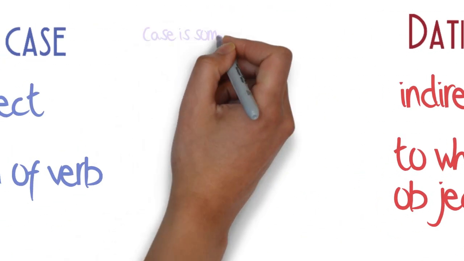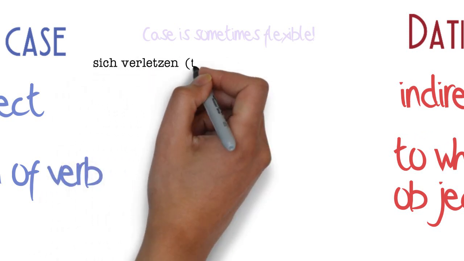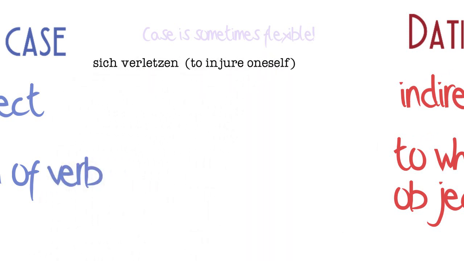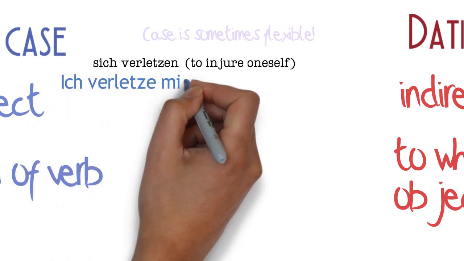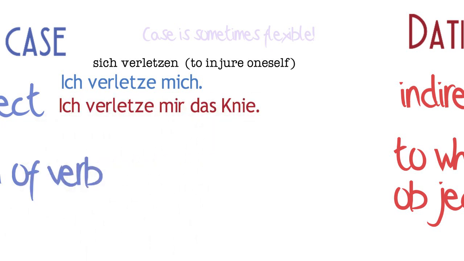Here's a quick aside about the case of the reflexive pronouns. Annoyingly, there are times when it is flexible. Let's look back at the verb verletzen. If I injure myself, I'm my own direct object, then I say ich verletze mich. But if I want to specify what part of myself I injure, then that body part becomes the direct object, and I shift the reflexive pronoun into the dative case. Ich verletze mir das Knie.